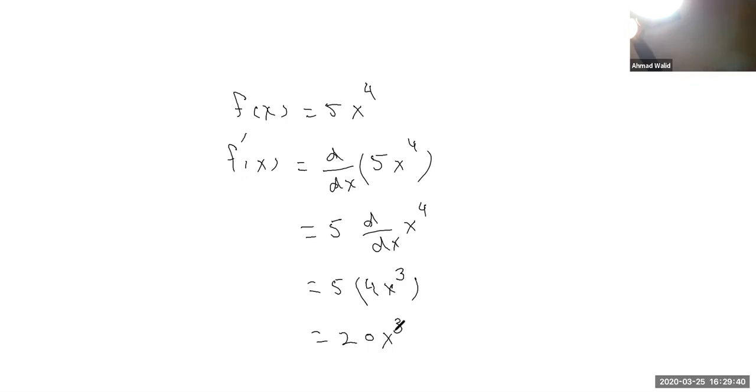Now multiply 5 times 4, 20x cubed. Question on rule number 3? Any question on rule 3? No, just trying to write it down. Okay, I'll wait for a few minutes.